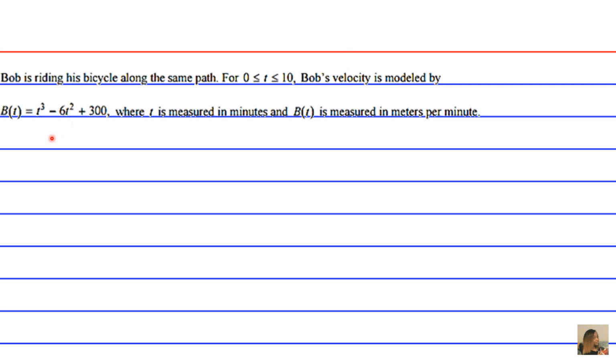Bob's velocity is modeled by B of t equals t to the third power minus 6t raised to the second power plus 300, where t is measured in minutes and B of t is measured in meters per minute. Based on the model B of t, find Bob's average velocity during the interval 0 minutes less than or equal to t less than or equal to 10 minutes. Okay, so what's the strategy for finding the average velocity? I'll give you a moment to think.